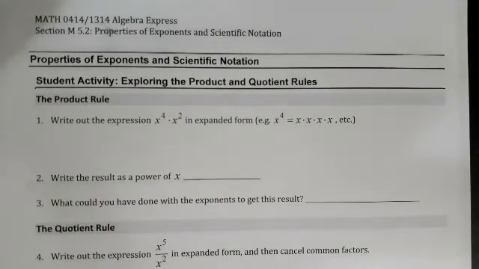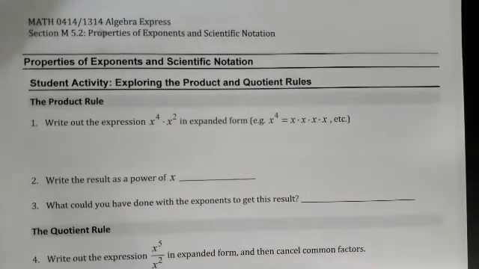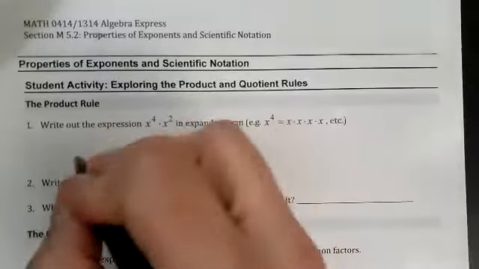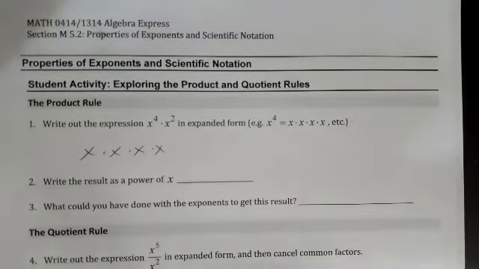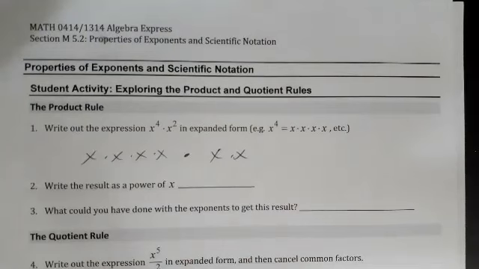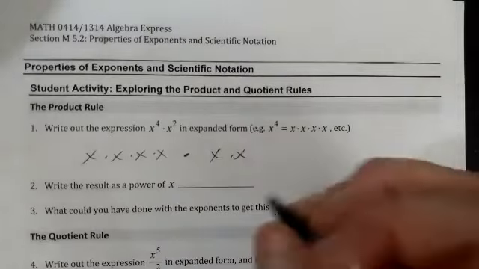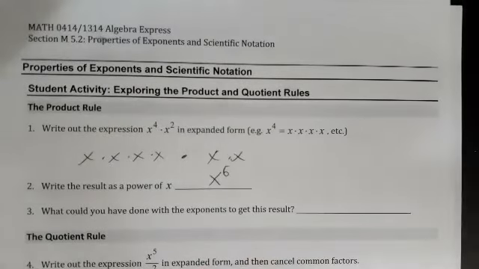So if we want to write out the expression x to the fourth times x squared in exponent notation, we want to write out the definition of what this exponent means. So we're going to do 4 x's multiplied by each other, and that represents the x to the fourth. And I'm multiplying these two things together. We want to count them all up. So you have 4, 5, 6 of these things. We want to write this as a single power of x, or as a power of a single x. Sorry. So this should look like x to the 6.